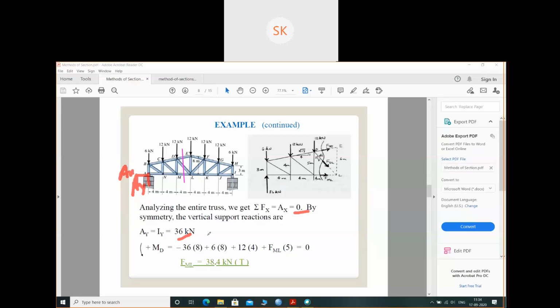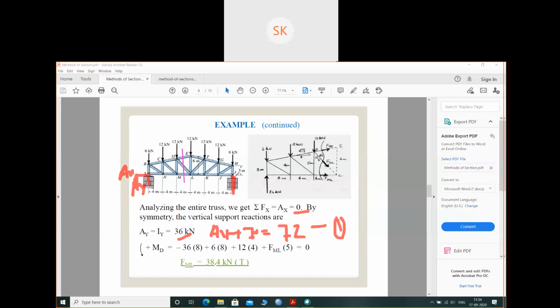So if you take the summation of vertical forces, there will be Ay plus this, what is this, Iy, equals all the forces. Summing up, how much will it be? We sum up all the vertical forces, how much will it be? 12 into 5 plus 6 into 2. It will be 72. Ay plus Iy equals 72. And this is one equation.